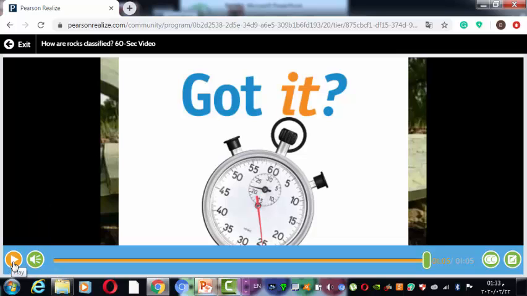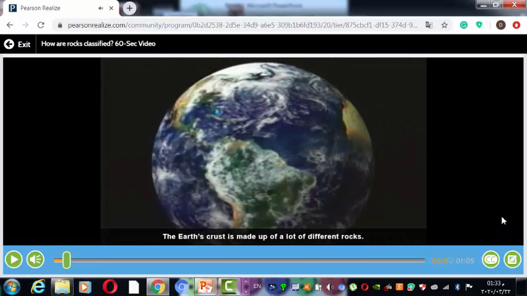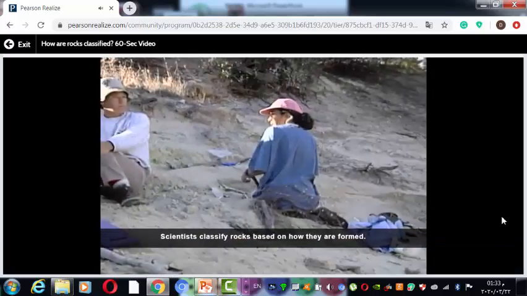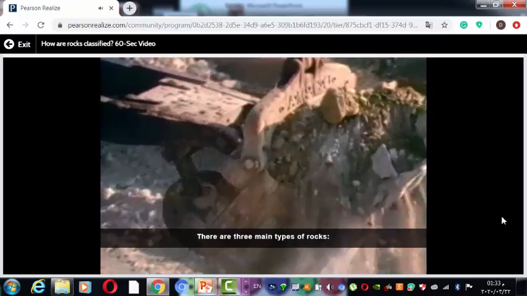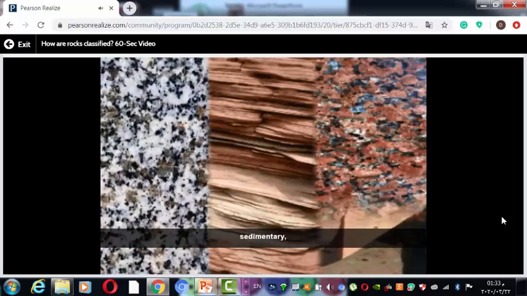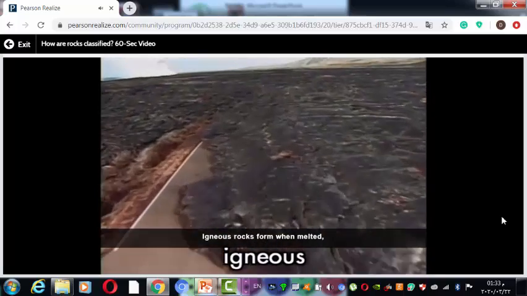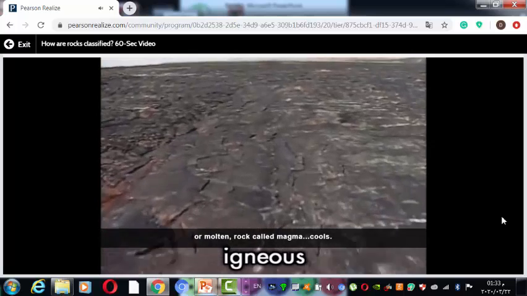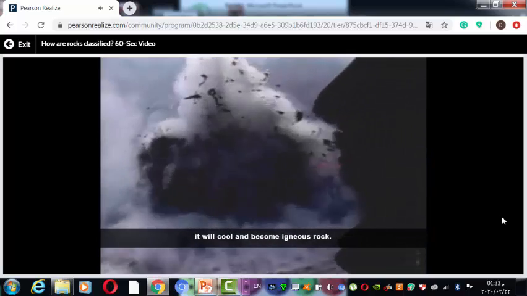It's very important to know the difference between them. The Earth's crust is made up of a lot of different rocks. Scientists classify rocks based on how they are formed. There are three main types of rocks: igneous, sedimentary, and metamorphic. Igneous rocks form when melted or molten rock, called magma, cools. An example of magma is lava flowing from this volcano. Once the lava hits the water, it will cool and become igneous rock.